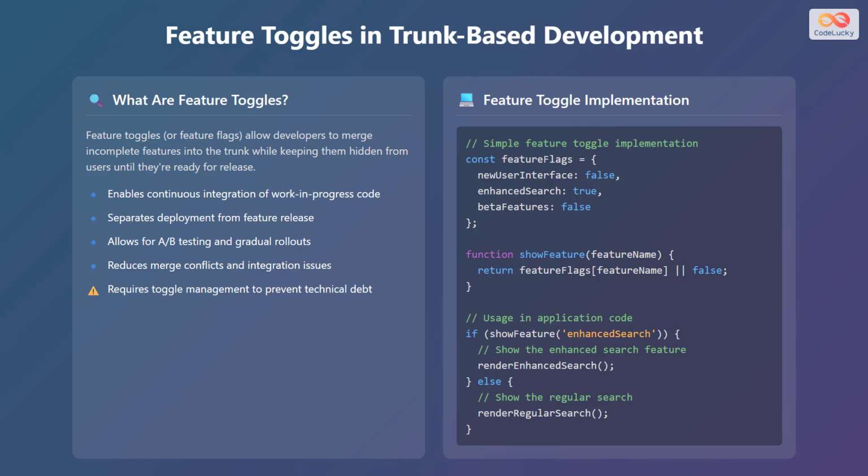Here's a simple example of how to implement feature toggles in your code. Define a feature flags object with Boolean values for each feature. Create a function called showFeature that checks the status of a feature flag. In your application code, use the showFeature function to determine whether to display a feature or not.